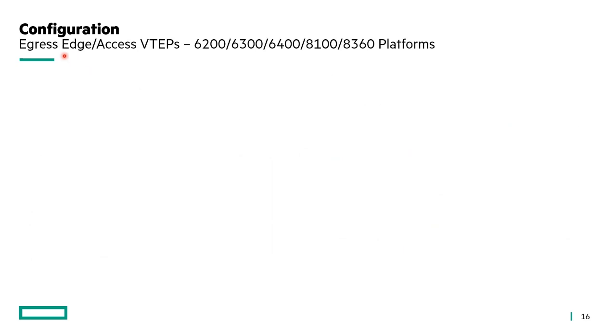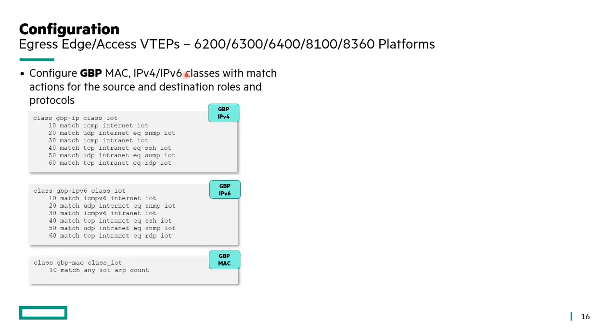So moving on to the egress edge access VTEPs, the platforms that you see here. This is all mostly a review. The only real addition is that we now have new roles for internet, intranet, and the ISL. So we configure our IPv4, v6, and MAC-based classes, as you see here, for a class called IoT. You can see they can all have the same class name as well. I have class IoT here because what is unique about them is IPv4, v6, and then MAC. So they can all have the same name if you weren't aware of that.